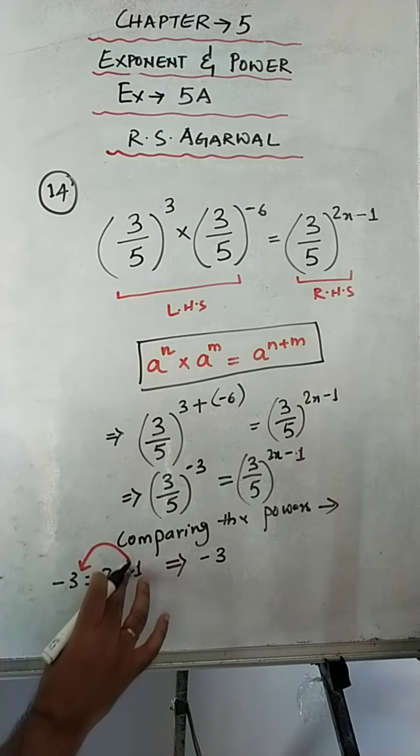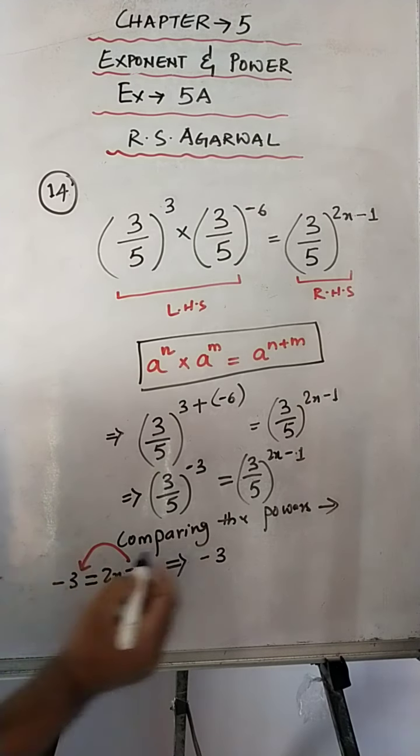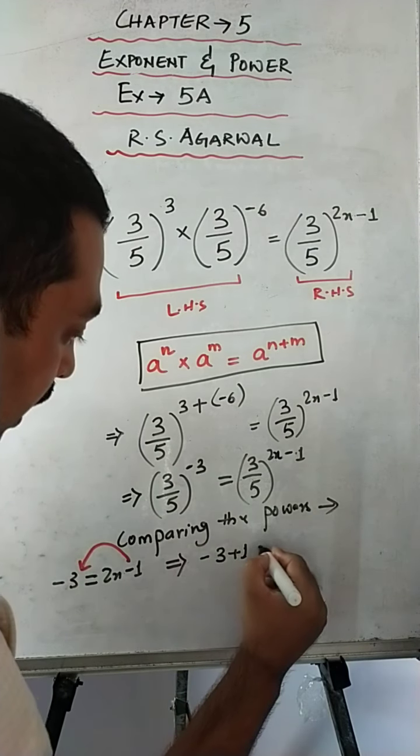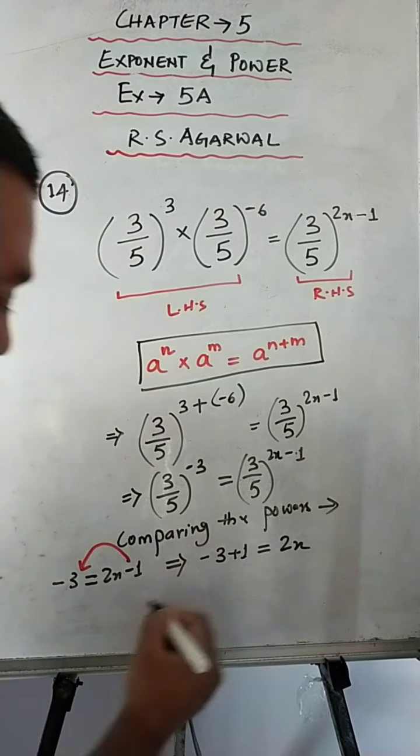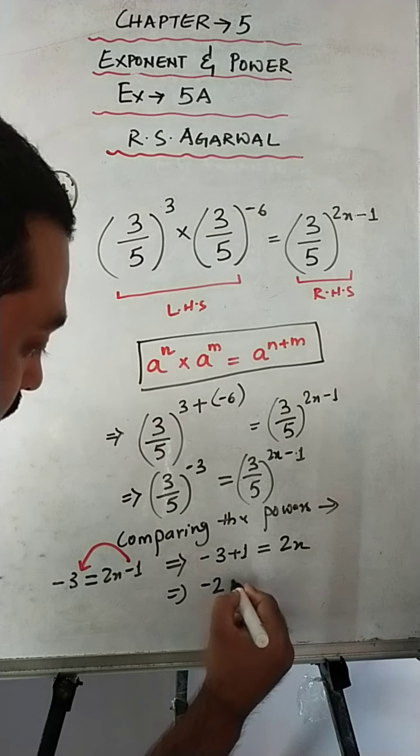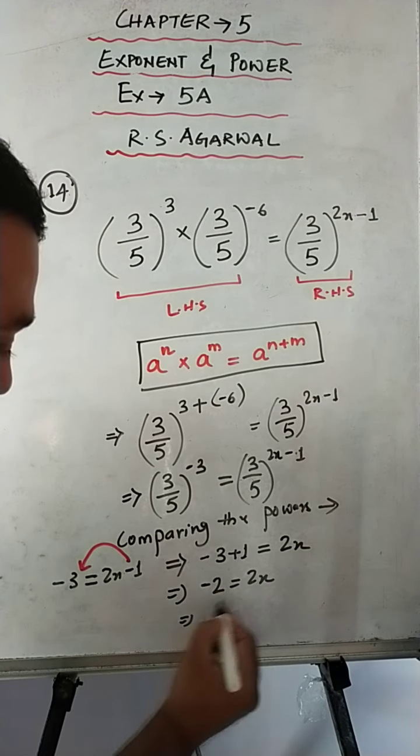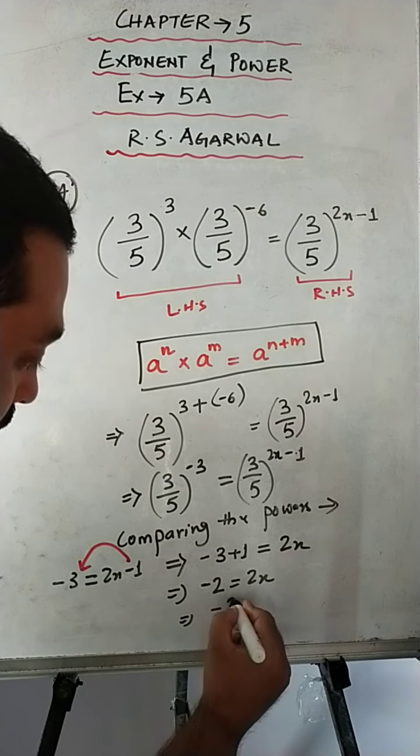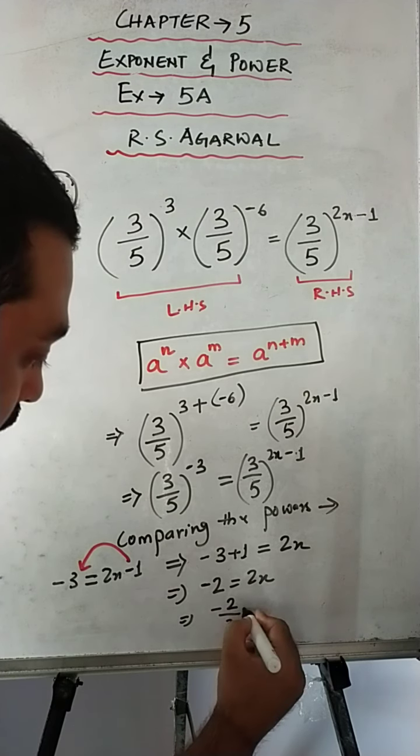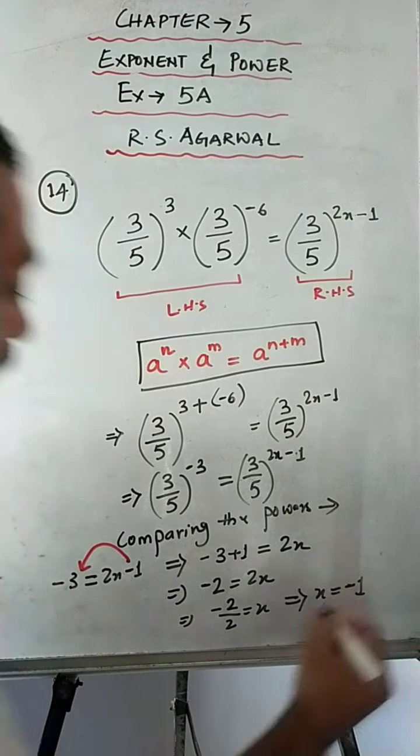Minus 1, so here would be also minus 1. So when you transpose minus 1 towards the left hand side, it will become positive, and that would be equals to 2x. Now what is the next step? Minus 3 plus 1 is minus 2, which equals 2x, and finally we have to bring this positive 2 towards the left hand side, so it will look like minus 2 by 2 equals x, and your final answer would be minus 1.